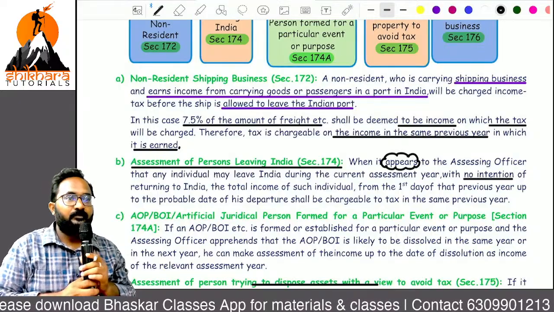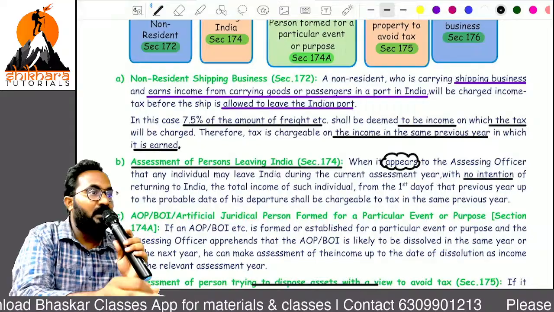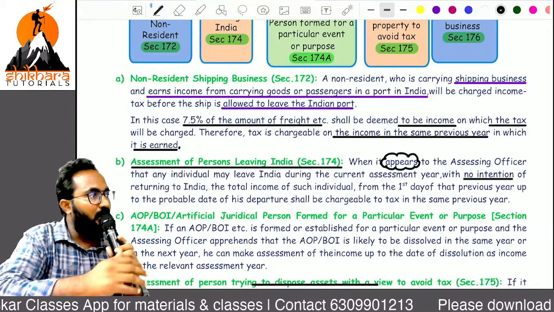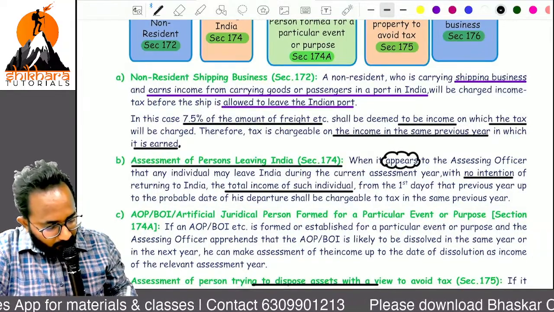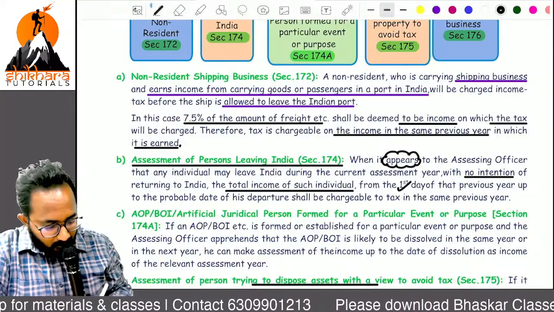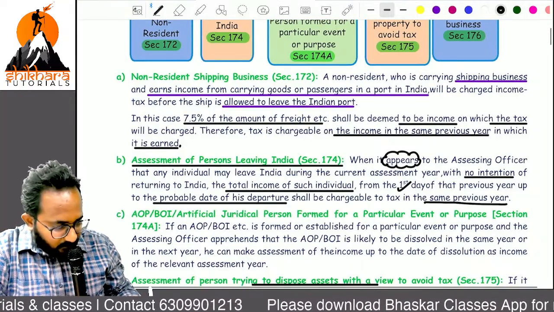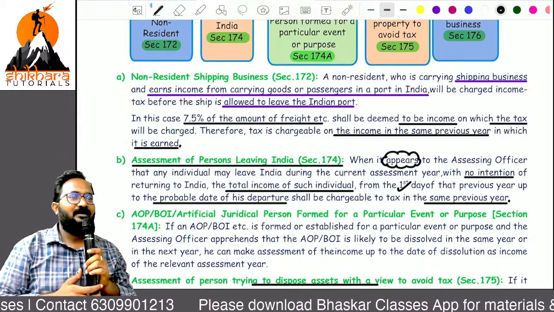So that's why now the AO will tax that amount in the hands of that person at the time of departing from India. So the total income of such an individual from the first day of the previous year to the probable date of departure shall be charged to tax in the same year. How will the AO know?